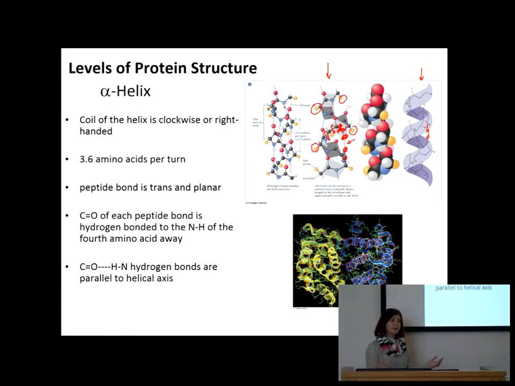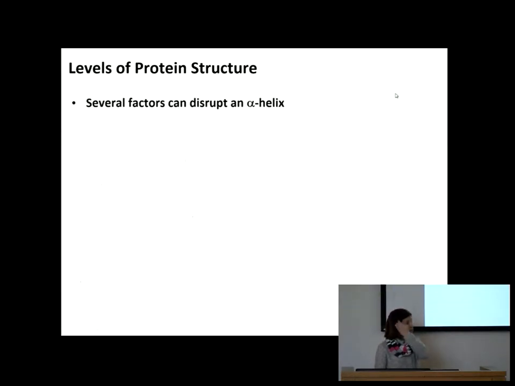It can stop and then start again, and stop and start again. It's there when conditions are right for it, and then it stops when there's something that interrupts that. So let's talk about what interrupts that. Why would you have an alpha helix set up and then all of a sudden it stopped? We call those factors that disrupt that.